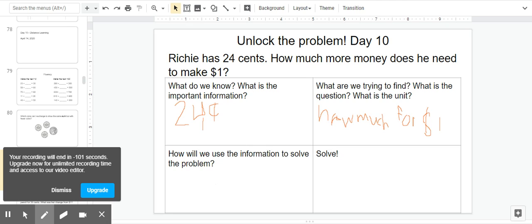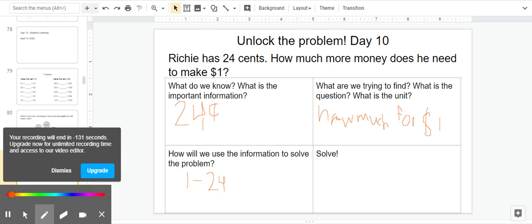So take a minute and write a subtraction equation to solve this problem. Pause the video while you do it, and then I'll write my own subtraction equation. Now, I don't just want to write 1 minus 24. That doesn't make sense because there are two different units. That's dollars and cents. So I'm going to erase that.